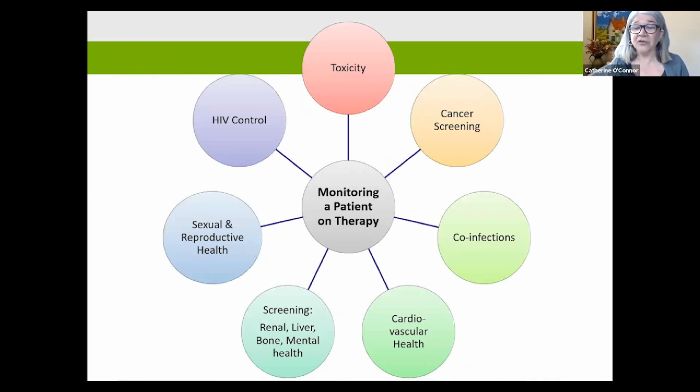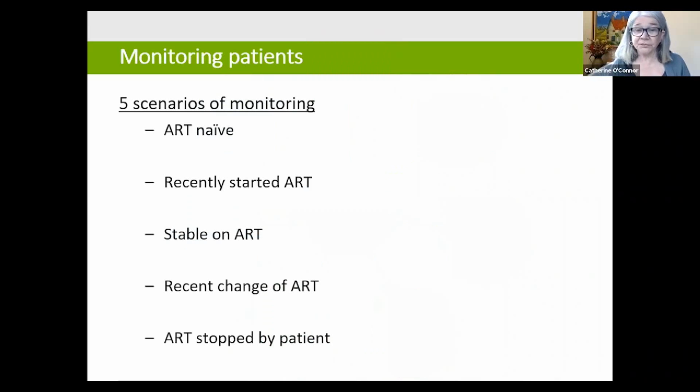Okay, so if we're monitoring patients, we need to be not only thinking about HIV control, we need to be thinking about drug toxicities, sexual and reproductive health, screening for renal, liver, bone, mental health issues, as well as cardiovascular health. We need to be looking for co-infections and to be doing cancer screening.